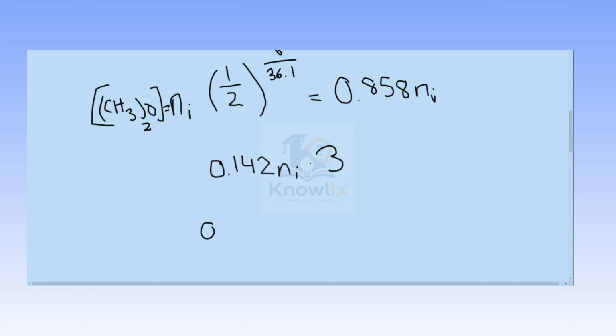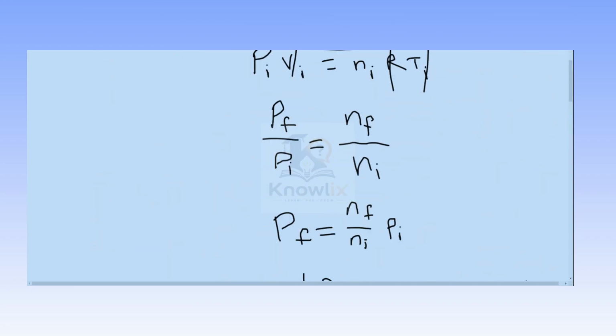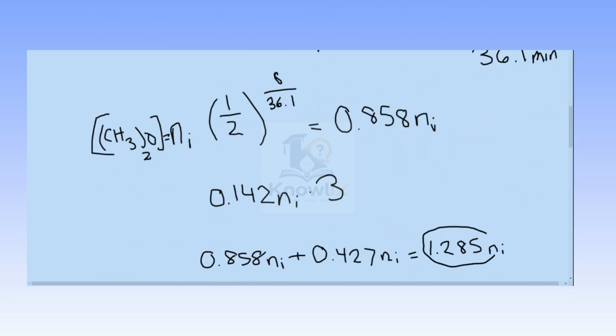That means that we have 0.858 initial moles plus 0.427 initial moles to give a total of 1.285 times the initial moles. So our ratio right here would be 1.285.